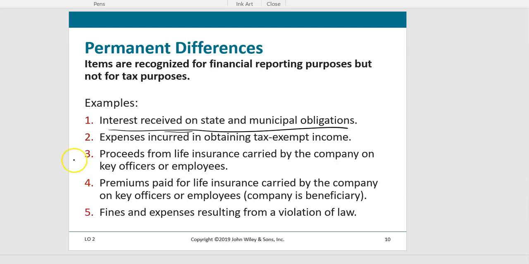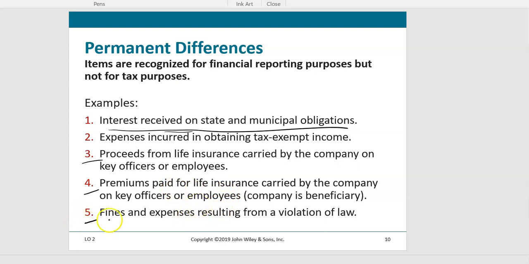Other items that you might see in our class examples: proceeds from life insurance carried by the company on key officers or employees. That is going to be a revenue or gain on the income statement. You'll see it in our pre-tax income on our GAAP income statement, but that revenue is never going to be taxed for tax purposes. Likewise, premiums paid for those life insurance policies are going to be expenses on the income statement under GAAP, but they're never going to be deducted for tax purposes.